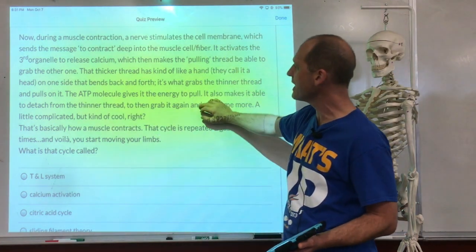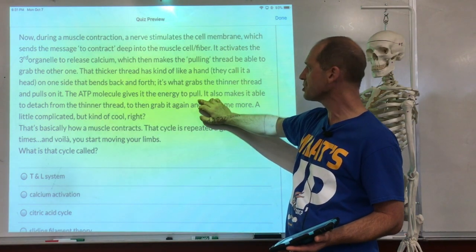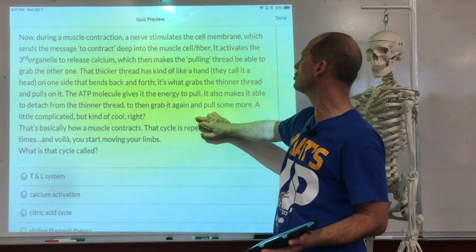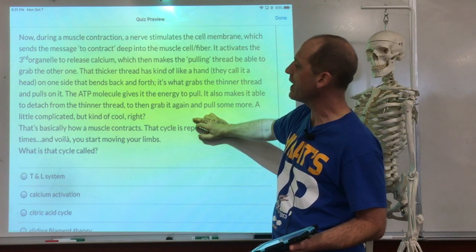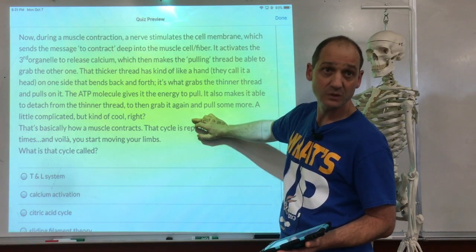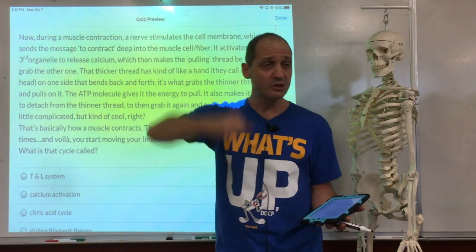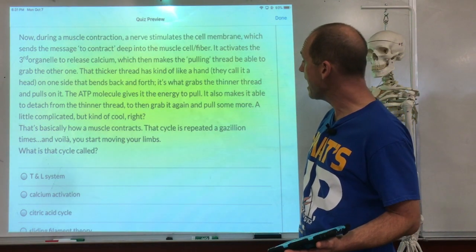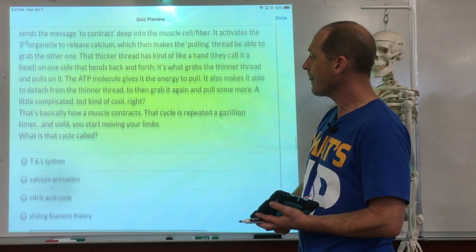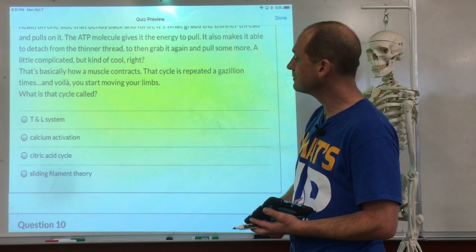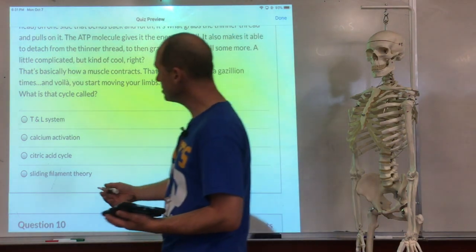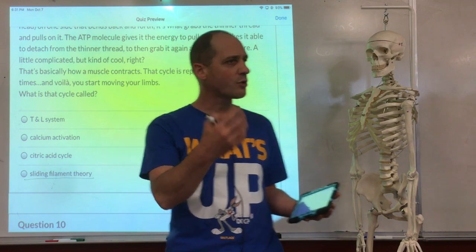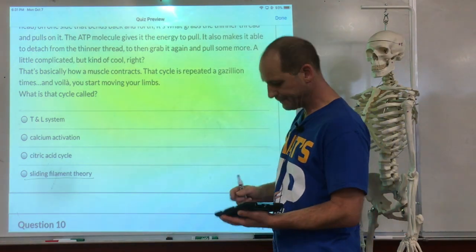The ATP molecule gives it the energy to pull. It also makes it able to detach from the thinner thread and then grab again and pull some more. A little complicated, but kind of cool, right? You got that though? It's this grabbing mechanism. We just have to describe all the points of doing it. And that's basically how it contracts. And we call that cycle what? Sliding filaments, because the actin and the myosins are two filaments. These threads are also called filaments. Good.